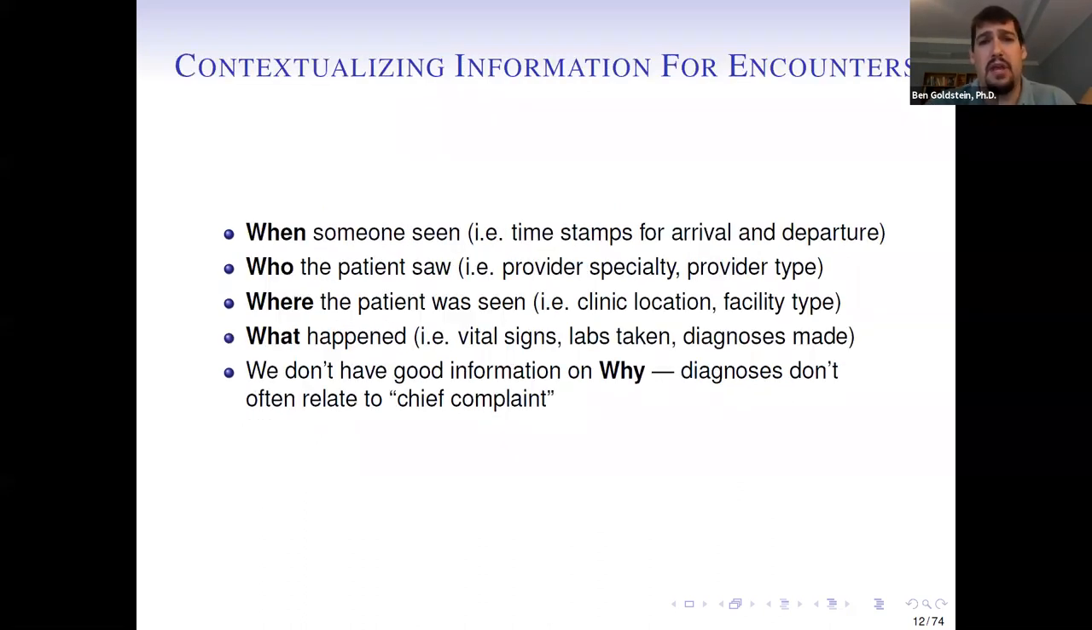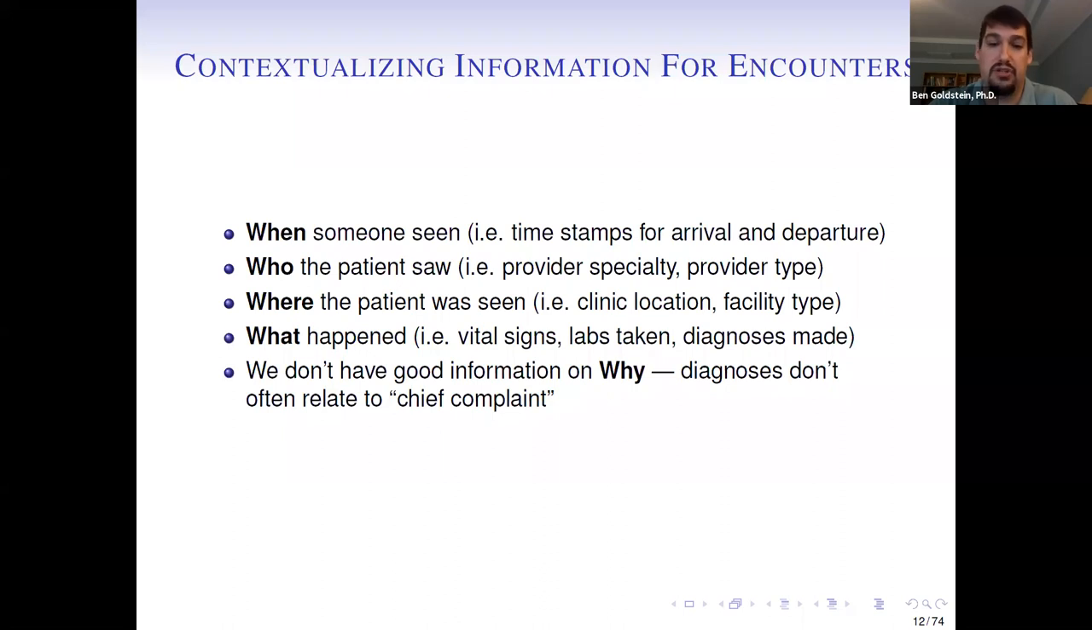When we think about information for encounters, we can ask questions about, for example, when someone was seen. So we often have timestamps for arrival and departure. We can think about who the patient saw, so who the provider was and the provider type. We can know where the patient was seen, the clinic location, the type of facility, and we can think about what happened: the vital signs that were taken, the labs that were taken, the diagnoses made.